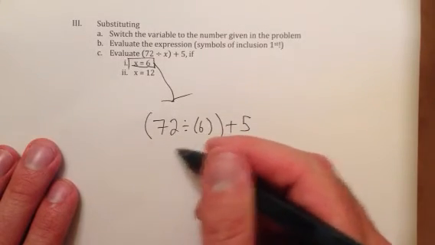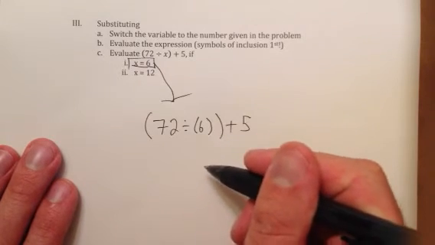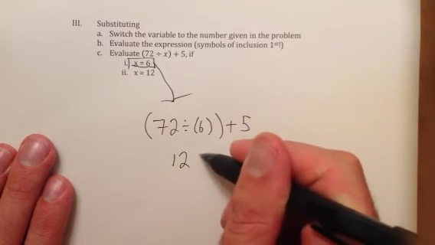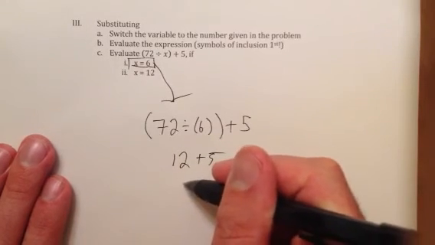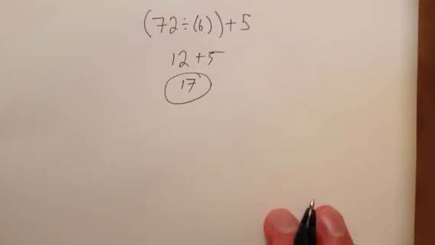So order of operations says we do 72 divided by 6 first. 72 divided by 6 is 12. And 12 plus 5 is 17. So really we're not doing anything different than we were in the last video. We're just plugging in a variable first. We're substituting a numerical quantity in for the variable first. So why don't you try the second one, and then I'll go ahead and give you the answer. Pause, come back if you need to.